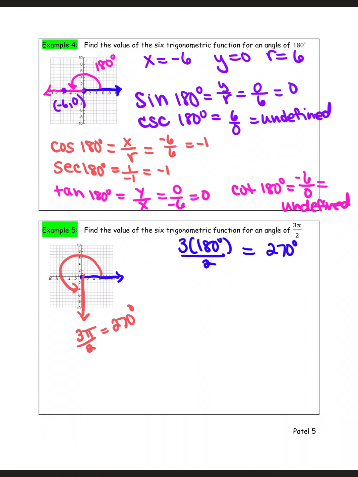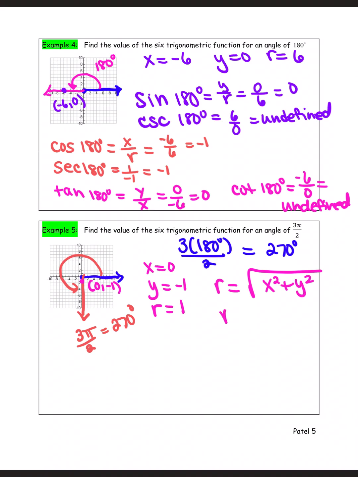So here, if I pick any point, for example, if I pick the point 0, negative 1, x is 0, y is negative 1, and the distance from 0, 0 to 0, negative 1 is 1. Once again, you could also use r equals the square root of x squared plus y squared. So r equals the square root of 0 squared plus negative 1 squared, which is the square root of 1, which is 1. So now I have the 6 trig functions.